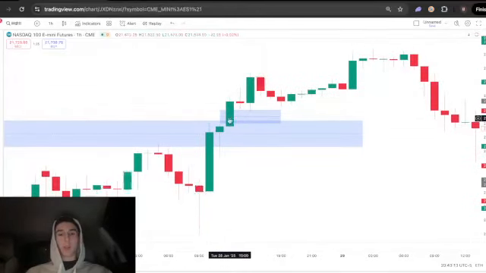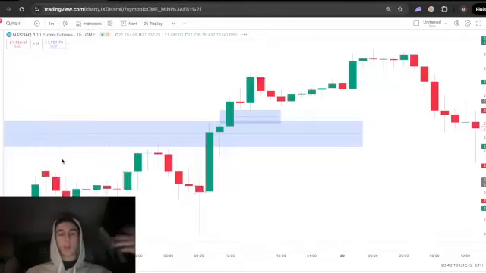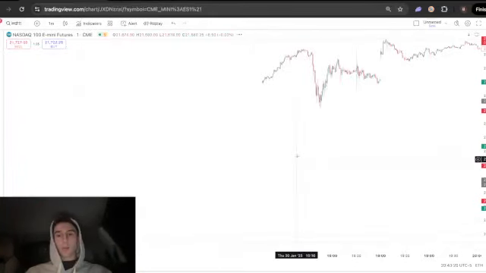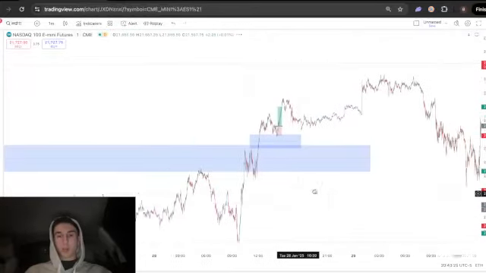Now, once we get the hourly fair value gap, I'm dropping down to the 1 minute time frame, and then I scale from the 1 minute to the 5 minute. So once we scale from the 1 minute to the 5 minute, this might be pretty far back. There we go.